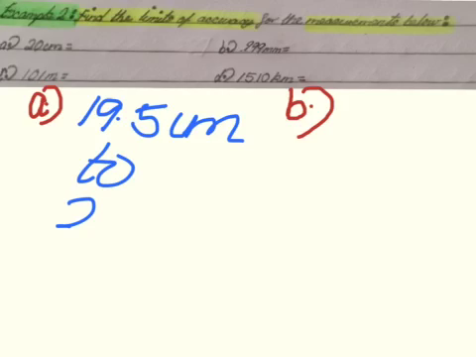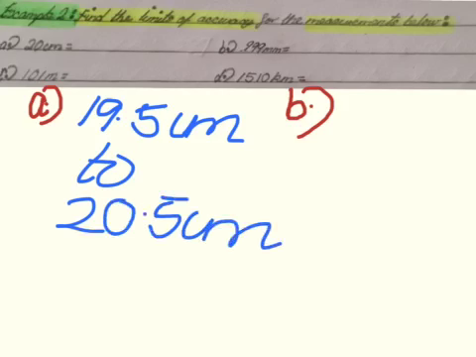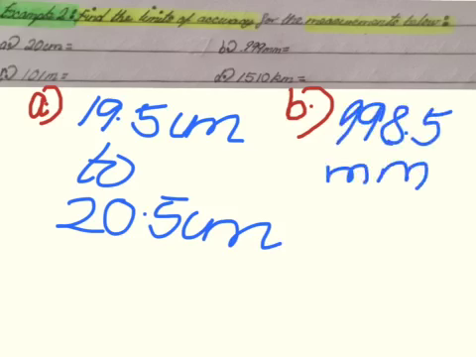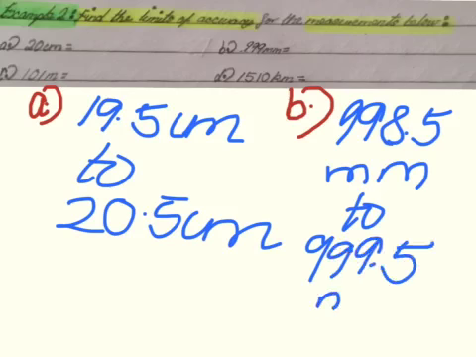Example 2. Find the limits of accuracy for the measurements below. 20 centimeters. So for 20 centimeters, the accuracy leniency will be 19.5 centimeters to 20.5 centimeters. In the next one, 999 millimeters, it will be 998.5 millimeters to 999.5 millimeters.